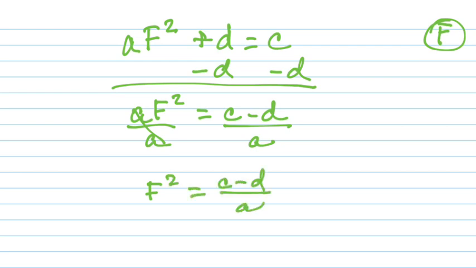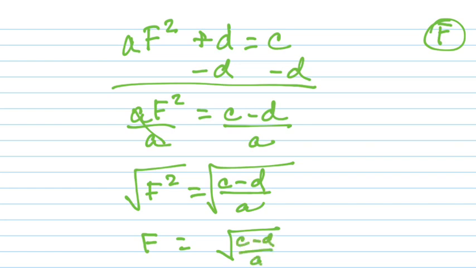Now I'm done, yeah? No. Because F is not by itself. It's squared. And how do you unsquare something? We'll take the square root of both sides, yeah? Now, the square root of F squared is just F. The square root of C minus D over A is the square root of C minus D over A.